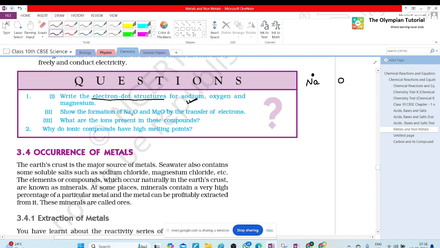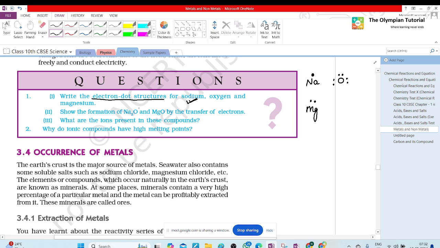Oxygen. Oxygen's atomic number is 8, so it will be 2, 6. So 6 electrons at its outermost shell. Magnesium: its atomic number is 12, so 2, 8, 2. 2 electrons. Okay, this one is the electron dot structures of sodium, oxygen, and magnesium.